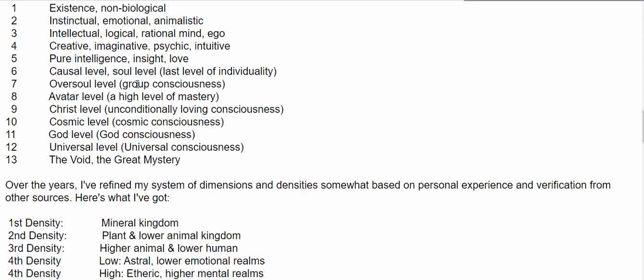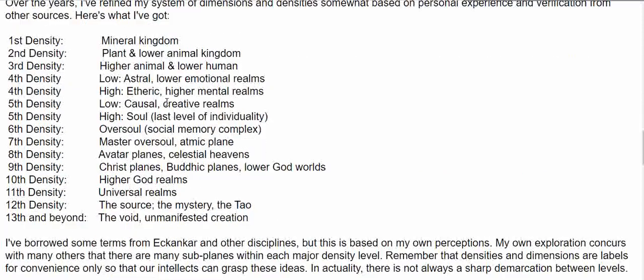First density, mineral kingdom. Second density, plant and lower animal kingdom. Third density, higher animal and lower human. Fourth density, low astral, lower emotional realms. Oh my gosh. Low astral, all the entities, the spirits that come here, travel from there to here through portals and wormholes, and they come through the portals and the voids from the fourth dimension, and then they come here to tempt the humans.